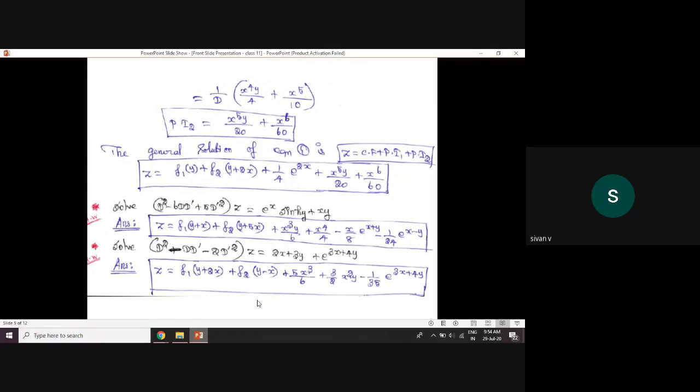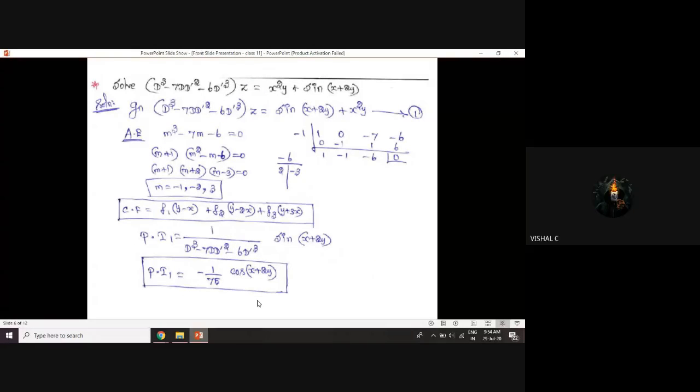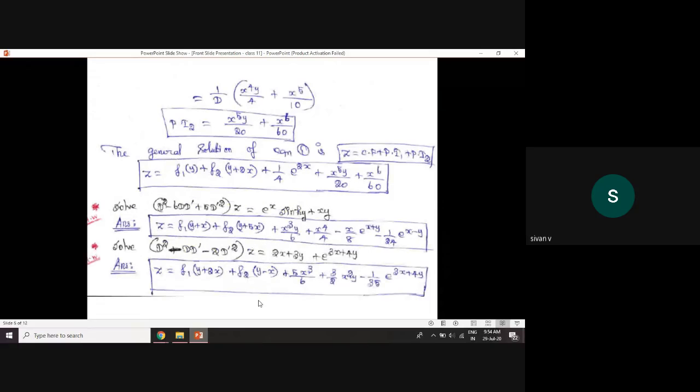Yes, is it visible? Yes sir. Okay, this problem. Okay, the last of the previous problem, 1 by d of x power 4y by 4 plus x power 5 by 10. This is particular integral 2. Students, is it audible? Yes sir. Okay. Now the original solution, that is the general solution of equation 1, equals complementary function plus particular integral 1 and plus particular integral 2.